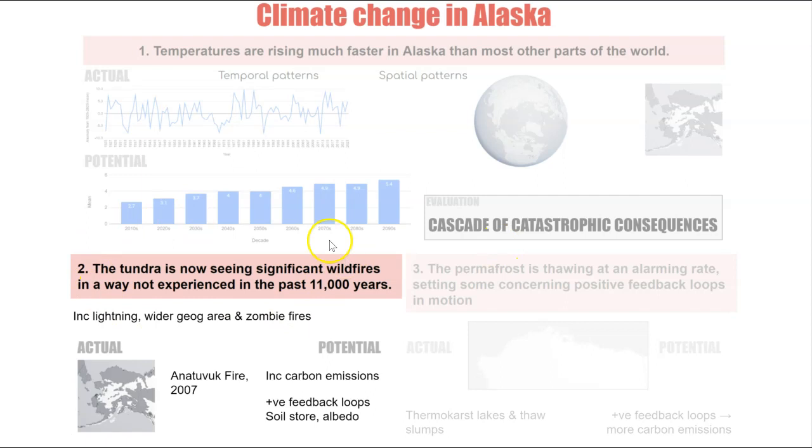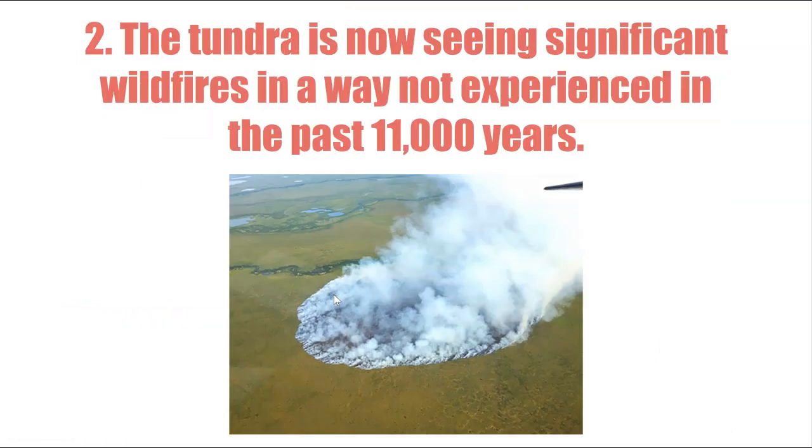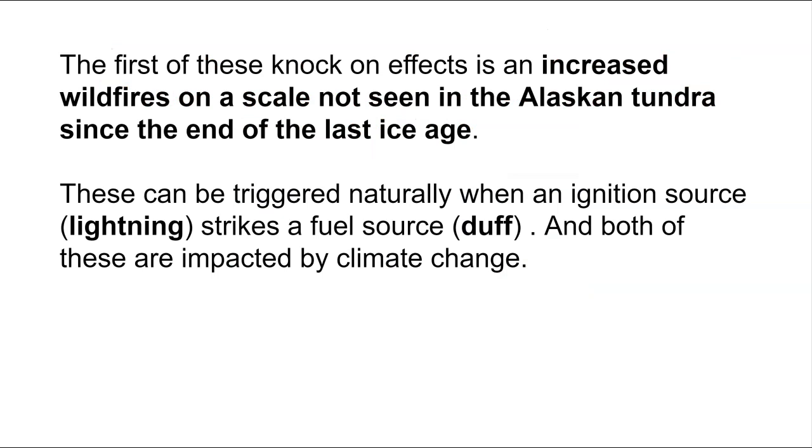Okay, let's move on then to the second one. First statement was temperatures are rising faster in Alaska than most other parts of the world. The first of those consequences is that tundra is seeing significant wildfires in a way not experienced in the past 11,000 years. That's our second evaluative statement. Learn that and make sure you can repeat that in the exam.